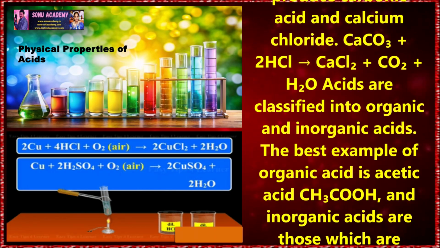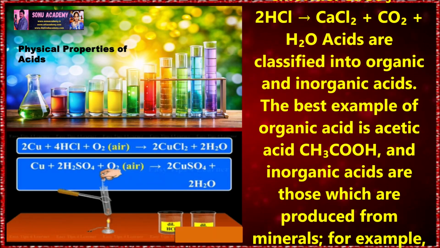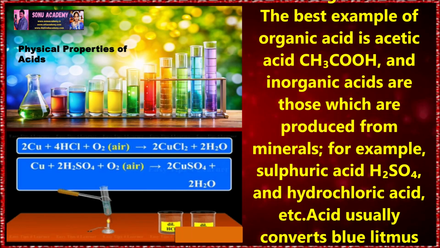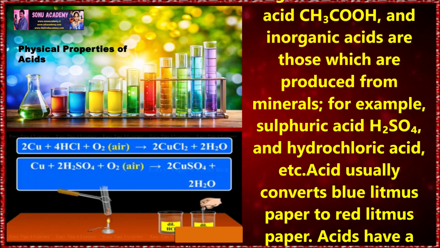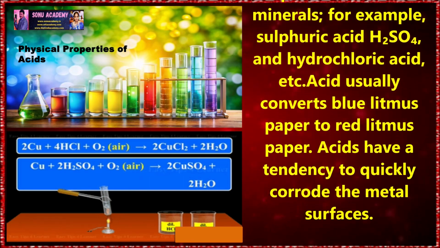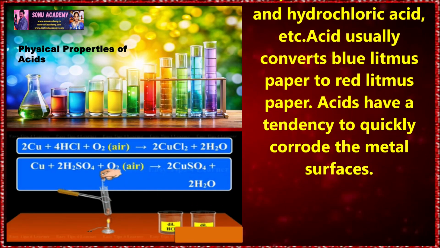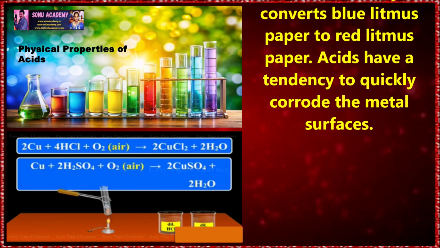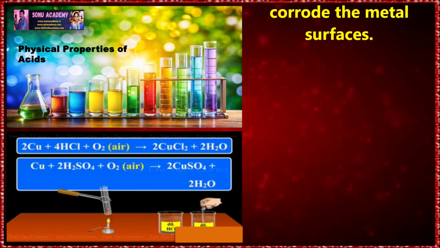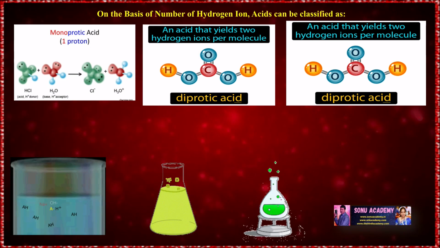Acids are classified into organic and inorganic acids. The best example of an organic acid is acetic acid, and inorganic acids are those which are produced from minerals, for example sulfuric acid, hydrochloric acid. Acids usually convert blue litmus paper to red. Acids have a tendency to quickly corrode metal surfaces.